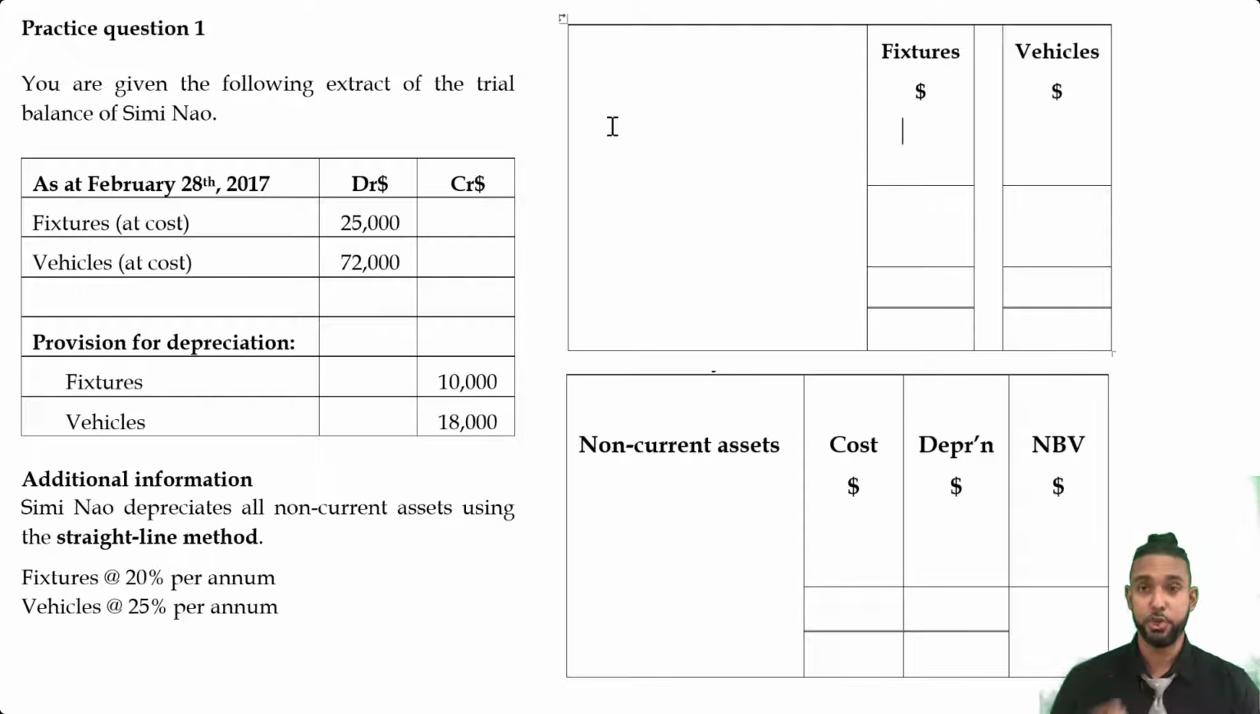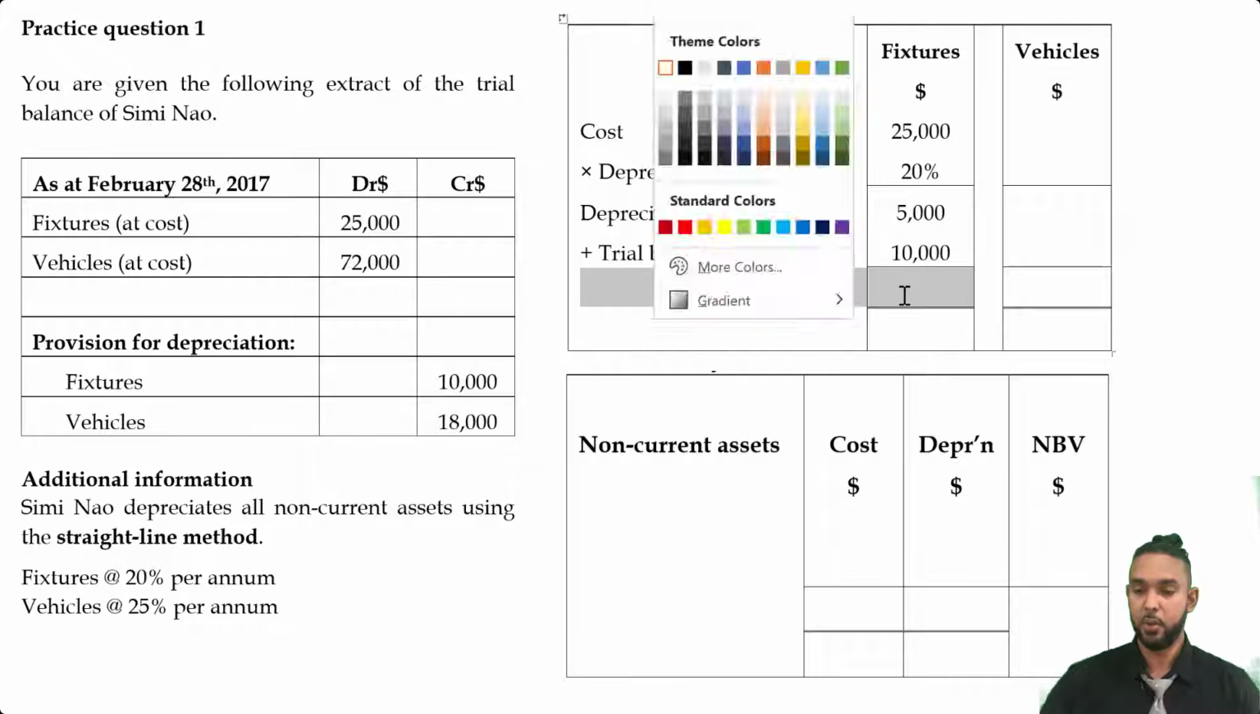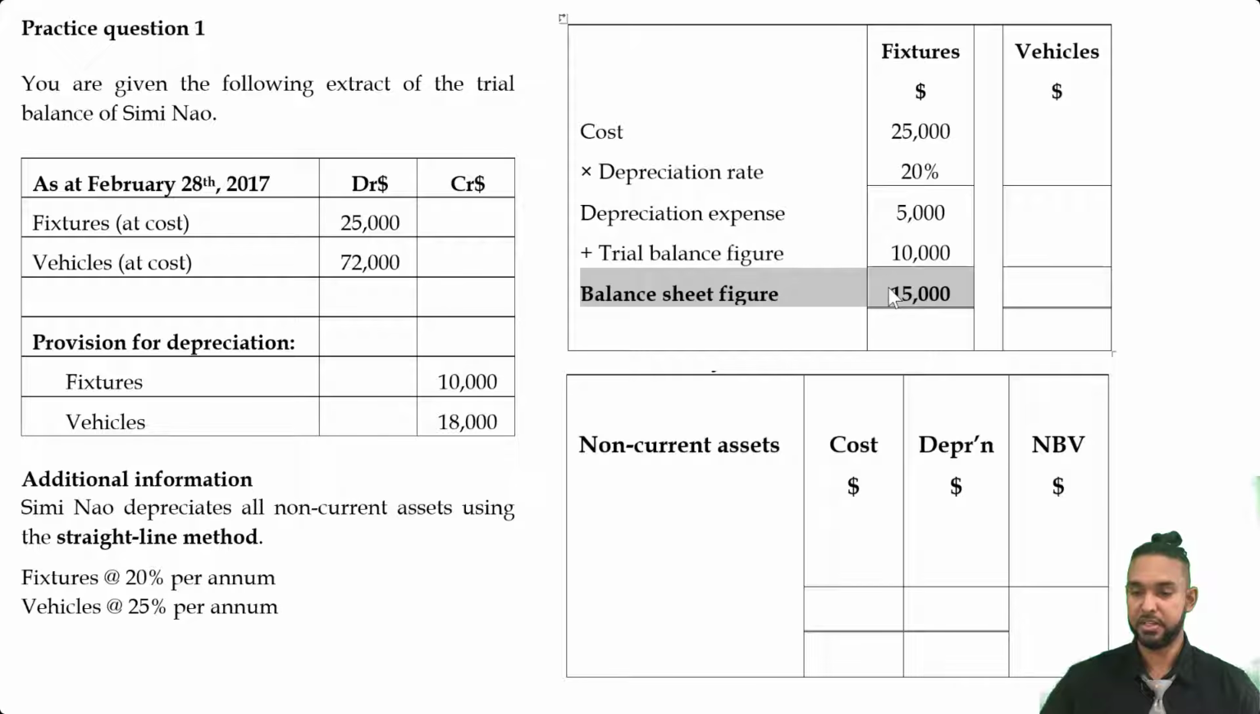Okay, so let's start with the depreciation calculations for the fixtures. As we can see across here, the cost of the fixtures is $25,000, the depreciation rate is 20%. So we're going to take that $25,000 and multiply by 20%, and that's going to give us $5,000. And we need to add that to the previously existing depreciation, the trial balance depreciation, and that's going to give us our balance sheet figure. 5 plus 10 is 15.